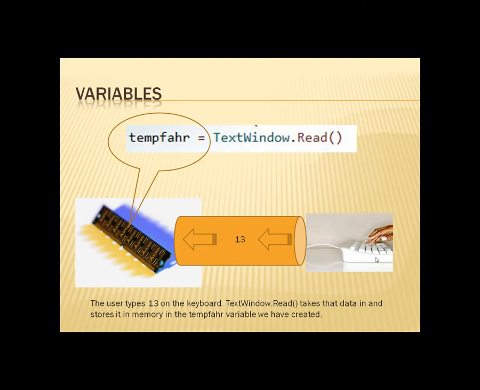So here, looking at our illustration, if you can imagine this, the user types in a value, the temperature in Fahrenheit on the keyboard. In my case, I typed a 13. That 13 came into our program and was stored in a little piece of memory, which we have named tempfare. Now, anytime from here on in the program, if I want to retrieve that value, all I have to do is type the word tempfare.